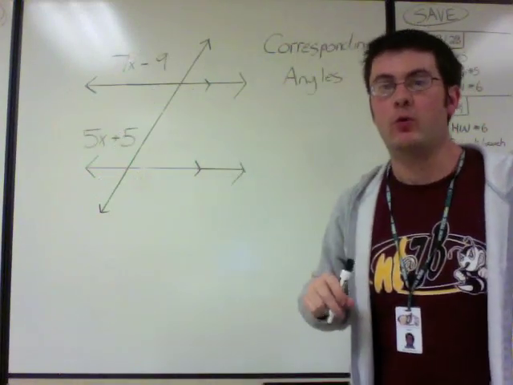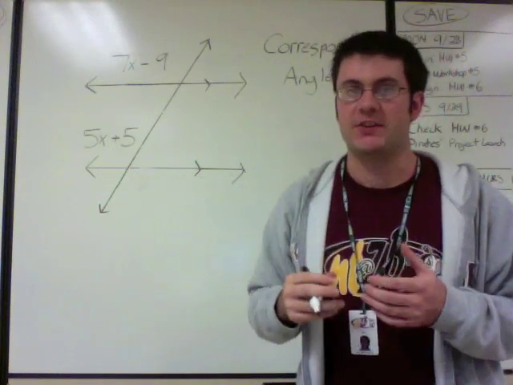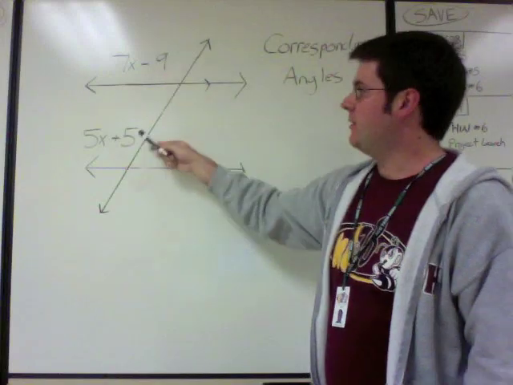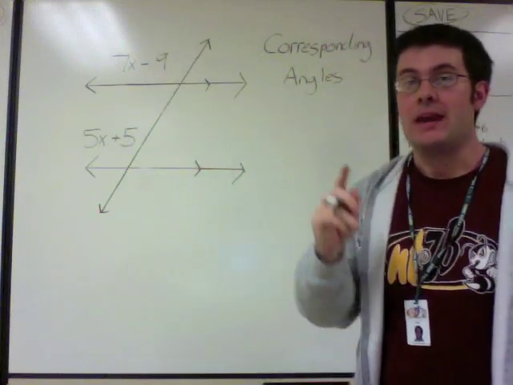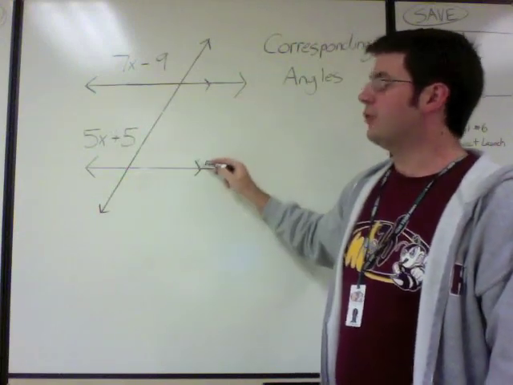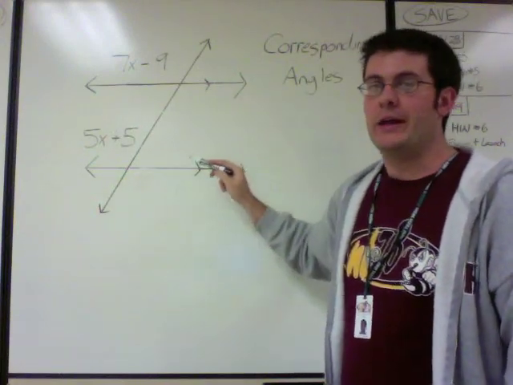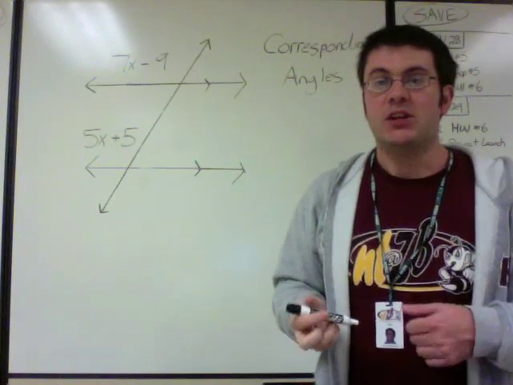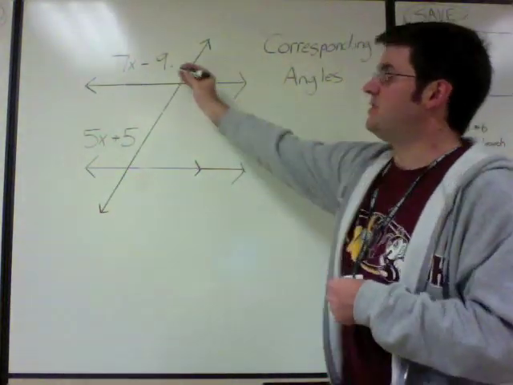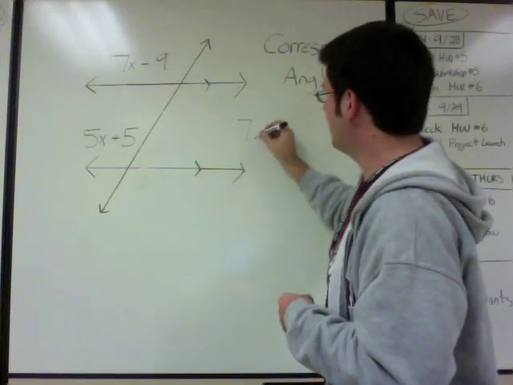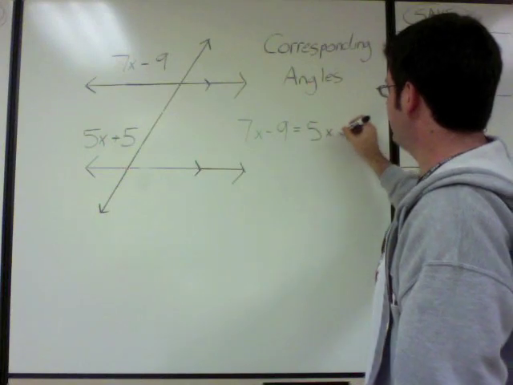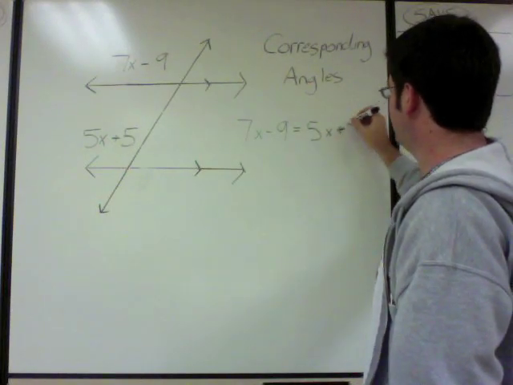All right, we have one more example, and we're going to use some algebra this time. We have two angles here, 7x minus 9 and 5x plus 5. Now, these are corresponding angles. We know that they're congruent because these two lines are parallel. So we can use that fact to set up an equation to solve for x. That equation is this: 7x minus 9 equals 5x plus 5.